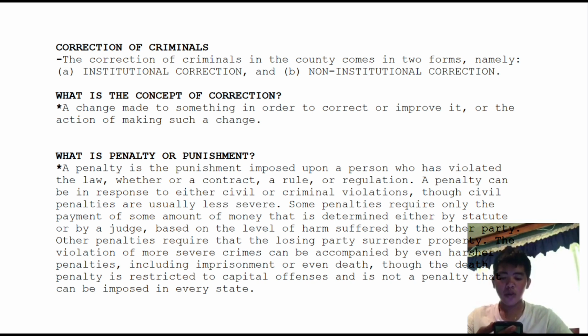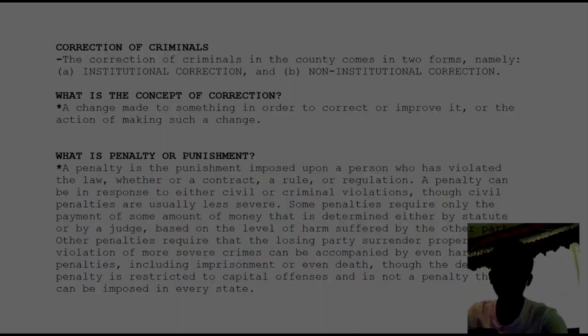Non-institutional correction uses a variety of official programs based on the penalty that permit convicted offenders to remain in the community under supervision, as an alternative to active imprisonment, unlike institutional correction.